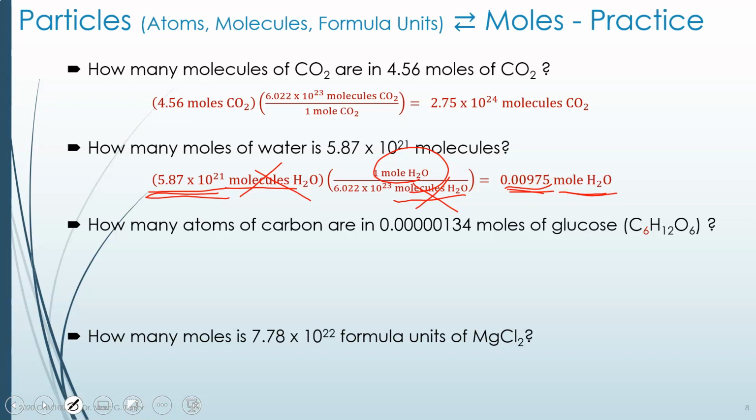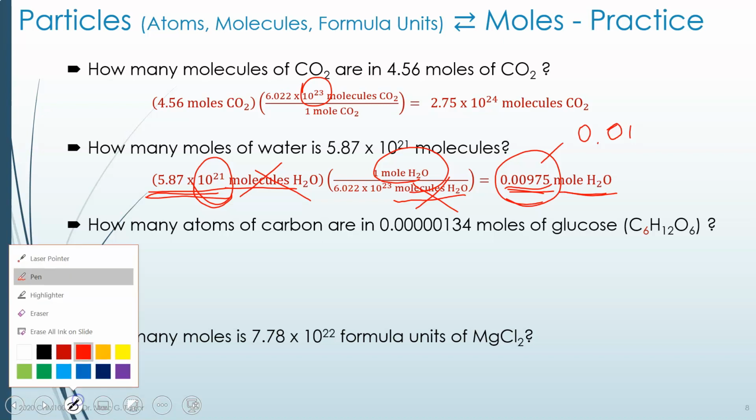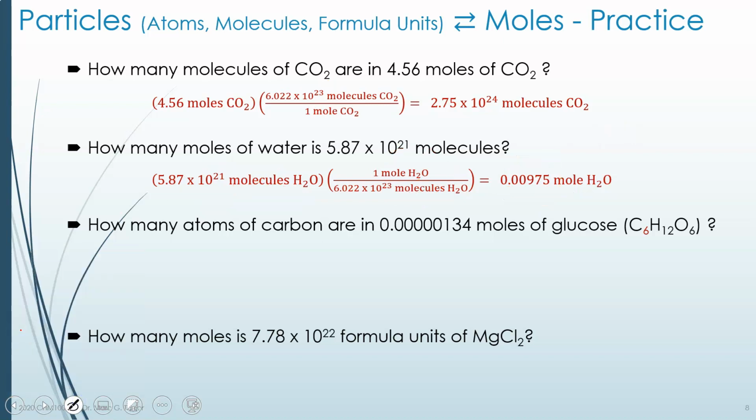0.00975, and that makes sense because you can see right here, this number is about 1/100th of a mole, and in fact, that's what we get. About 1/100th, a 100th would be 0.01, and in fact, that's very close to 0.01 moles. It's a little bit less. And so our answer makes sense. Let's look at the next problem.